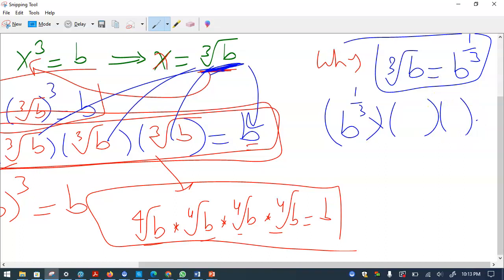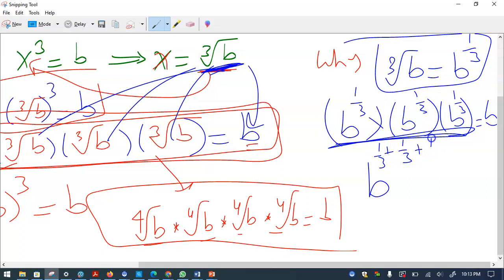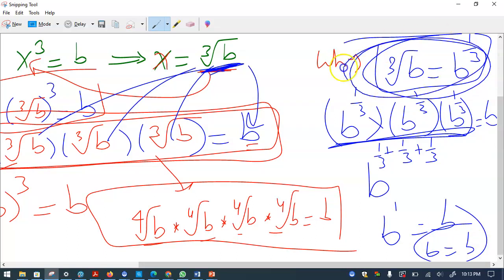And the question is, do you get b? Let's check. So b raised to 1 over 3, I multiply 3 times. And what this means is, you add b only once and add the exponent, and 1/3, 1/3, 1/3 add up to b raised to 1. And b is b. There you go. That's correct. So all it means is this is always true.